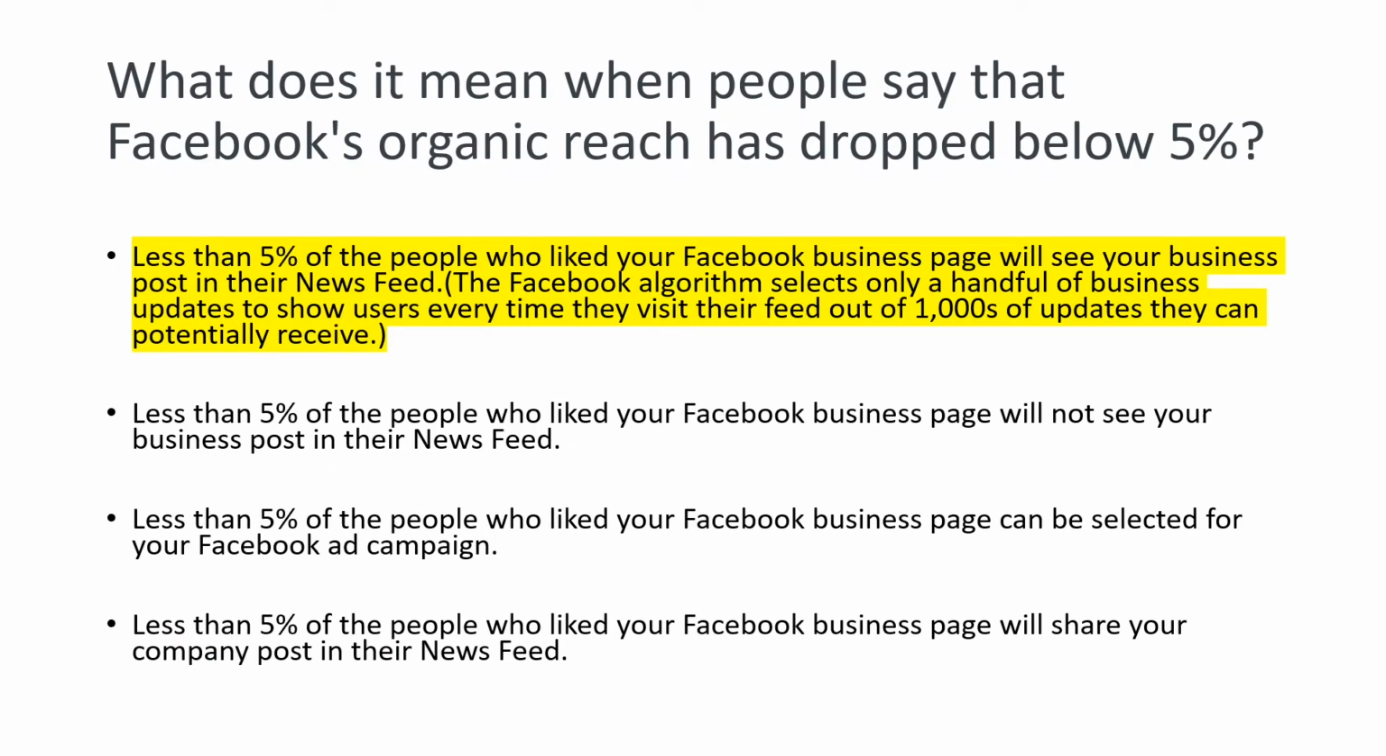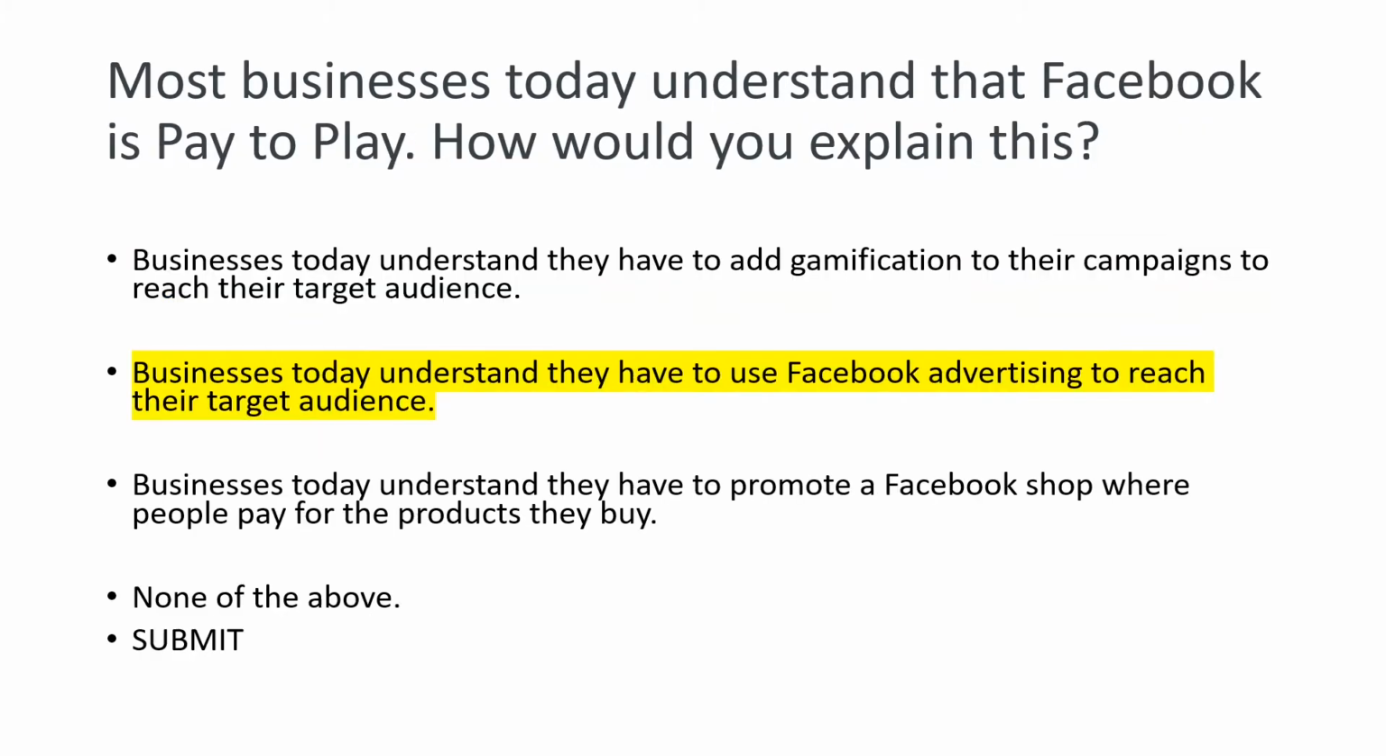38. What does it mean when people say that Facebook's organic reach has dropped below 5%? Less than 5% of the people who liked your Facebook business page will see your business post in their news feed. The Facebook algorithm selects only a handful of business updates to show users every time they visit their feed, out of 1,000 of updates they can potentially receive.